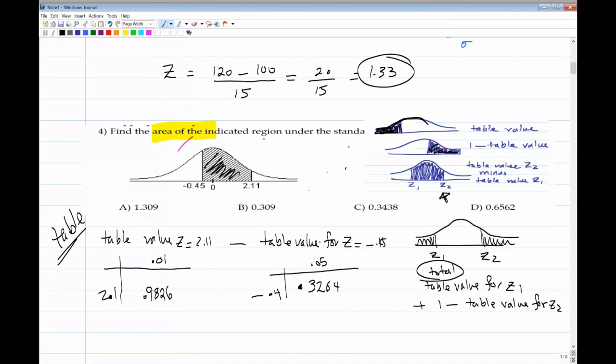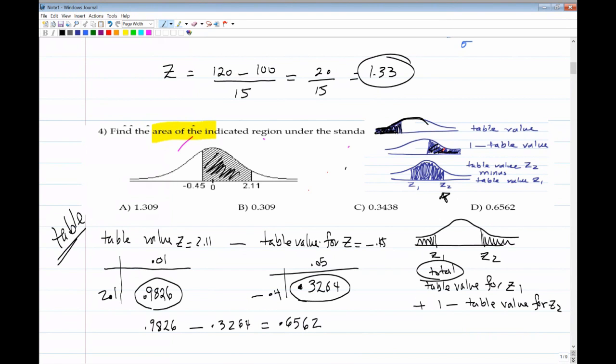So when you have those two values, the one we have here and the one we have here, we just have to subtract by saying 0.9826 minus 0.3264, and the answer should be 0.6562. That is the area of the shaded region.